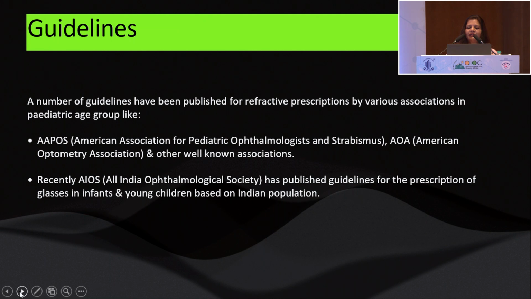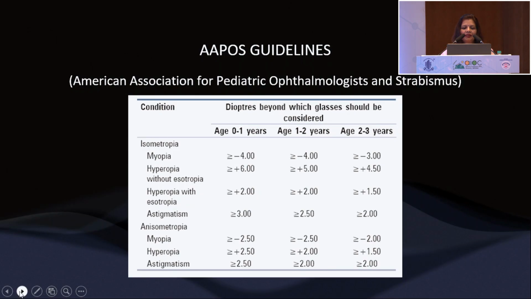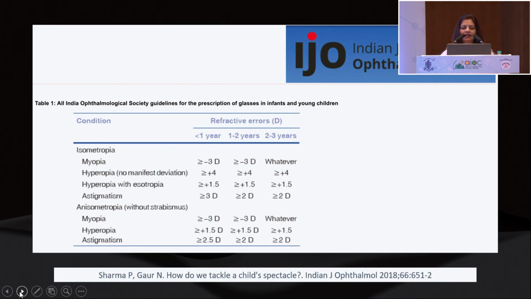There are a certain number of guidelines that have been published for refractive prescriptions in the pediatric age group by various associations, like the American Association for Pediatric Ophthalmology and the American Optometric Association. And recently, the All India Ophthalmological Society has published guidelines for prescription of glasses in infants and young children. So these are the various guidelines on what the power should be when you have to prescribe the glasses, otherwise that will lead to amblyopia.